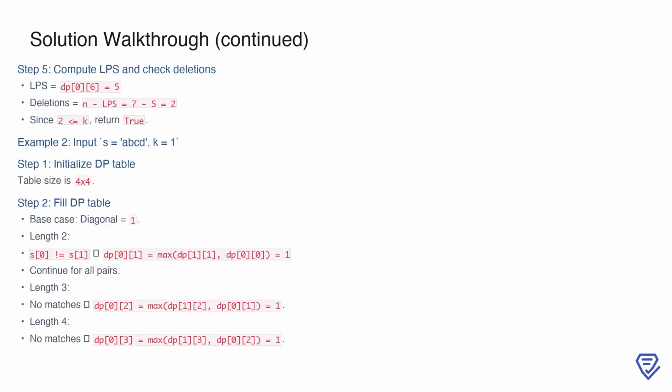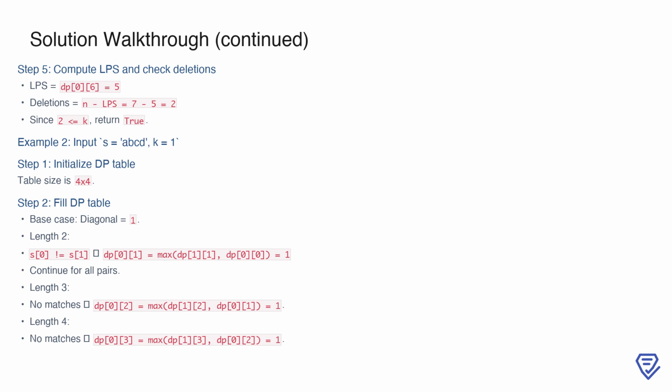Once the DP table is fully constructed, we can compute the LPS and determine the number of deletions required. For the string ABCDCA, the LPS is the value at dp[0][6], which is 5. The number of deletions required is then calculated as the total length of the string, 7, minus the LPS, which equals 2. Since this number of deletions is less than or equal to the allowed value of k, which is also 2, the result is true.